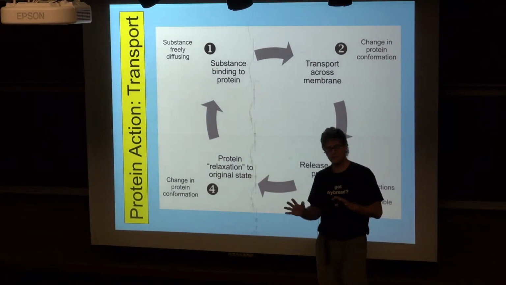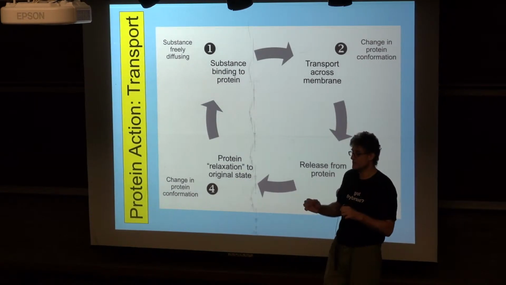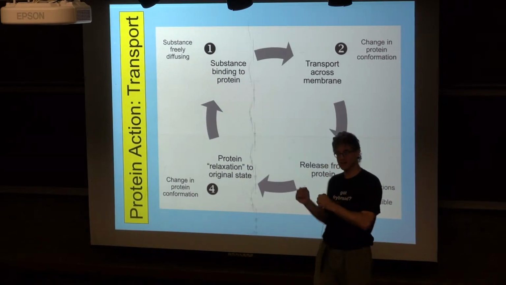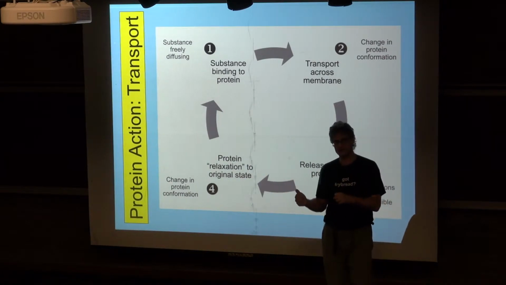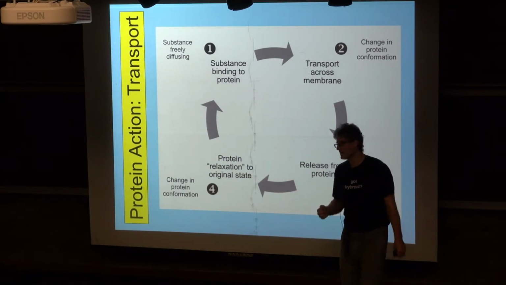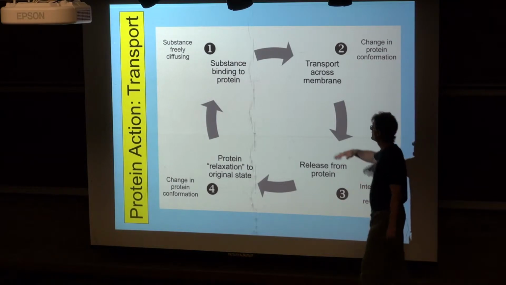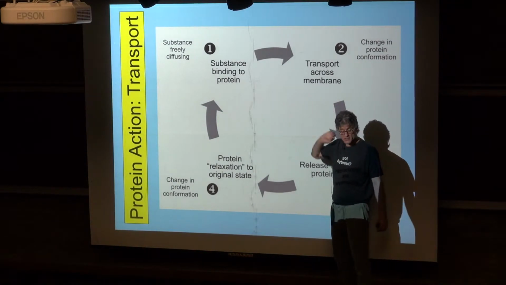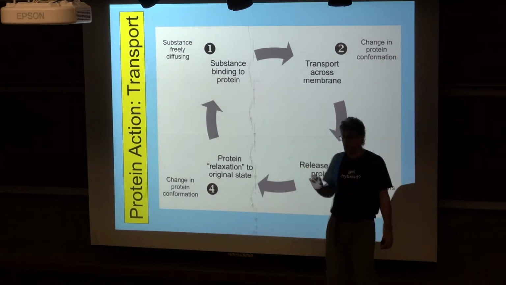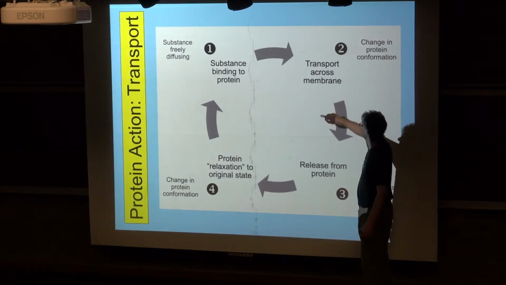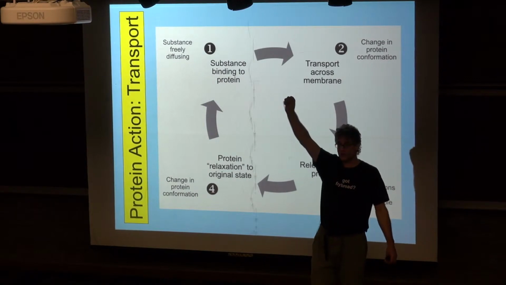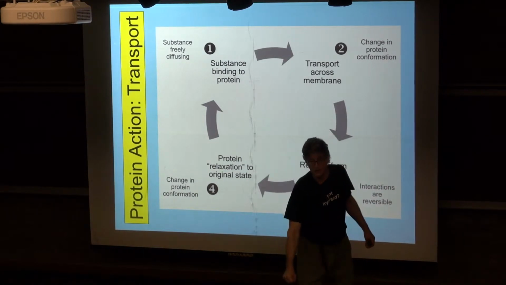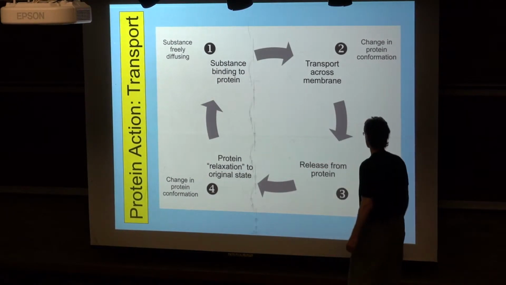In fact, living things exist in an interface between the solid phase and the liquid phase. The solid phase is the structure, and the liquid phase is the potential to be dynamic. And you see that in these proteins. The binding of the right thing at the right spot causes the protein to change shape. In this case, the change in shape takes that substance, grabs it from one side of the membrane and pulls it through to the other side.